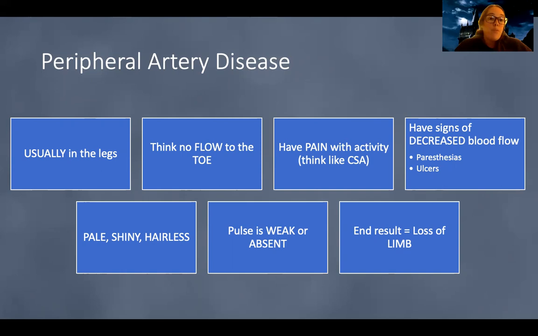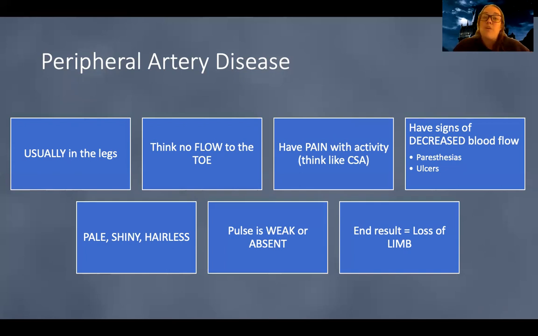The other thing you want to remember for PAD is that it's the only way you can ever permanently stop shaving your legs. Because you're not getting blood flow, you lose the hair down there. It sounds kind of bad, but you lose your hair on your legs because you're not getting blood flow, so there's nothing to help with hair growth. Their legs are usually pale, shiny, and hairless because you're not getting good perfusion down to your lower extremities.